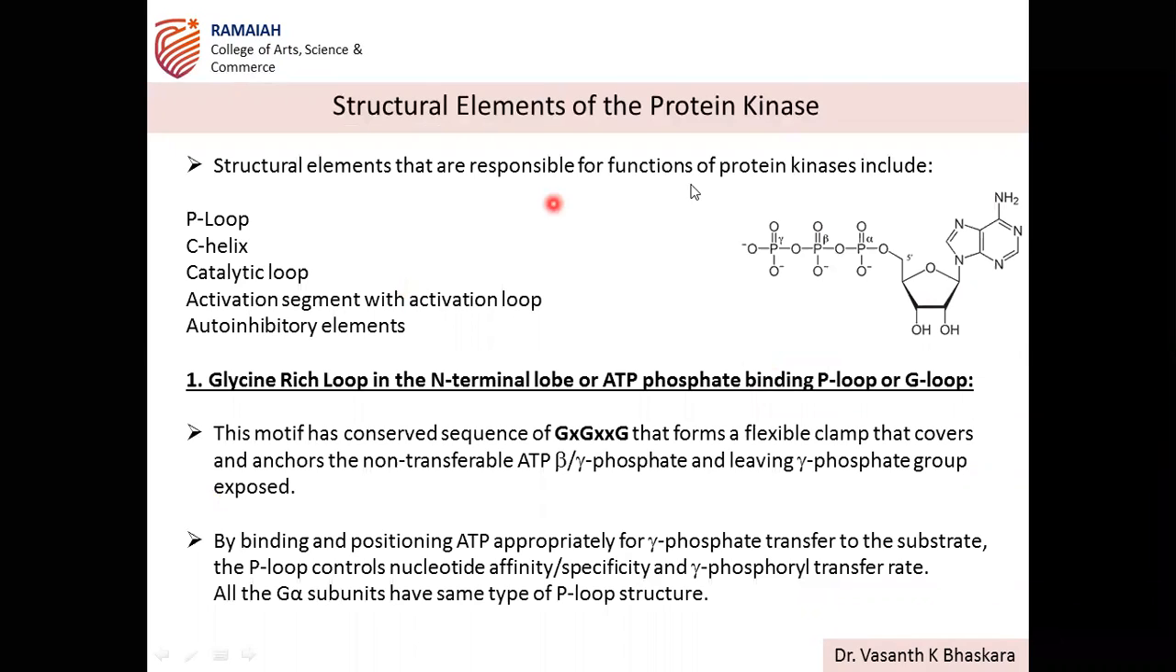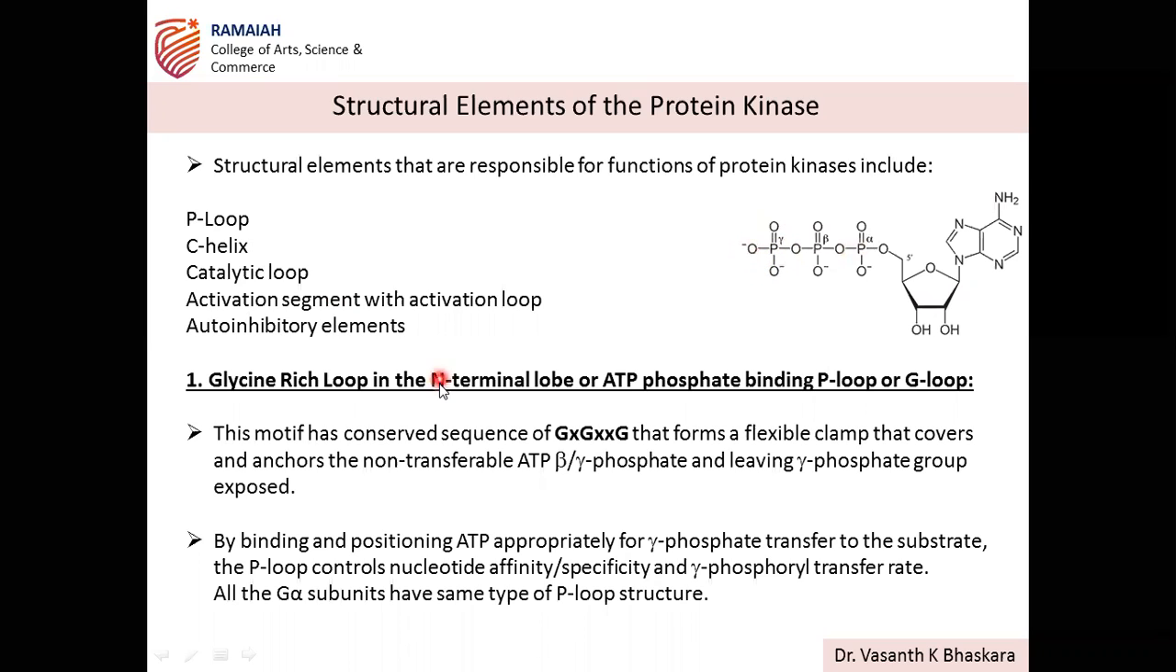So we had already discussed the important structural elements. The protein kinase has important structural elements such as the P loop, C helix, catalytic loop, activation segment with activation loop, and auto-inhibitory elements. These are the important structural elements responsible for the function of the protein kinase. And as we discussed, ATP binding to the small subunit is the one which donates the phosphate group, with alpha, beta, gamma. The terminal phosphate is the gamma phosphate, which is transferred to the substrate, right?